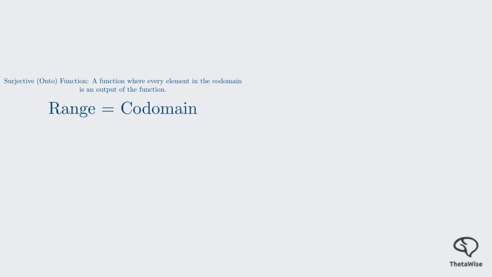Consider the function f of x equals x squared. If we define the codomain as the set of all real numbers, then this function is not surjective. Why? Because the range is only the non-negative numbers. Negative numbers are in the codomain but are never outputs of the function.